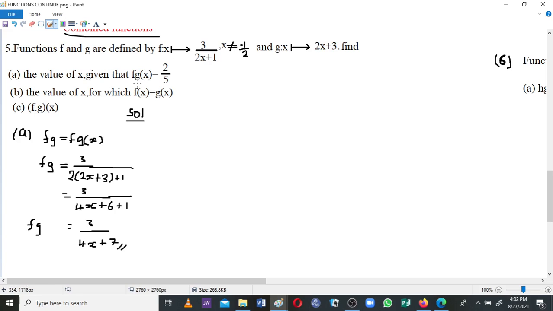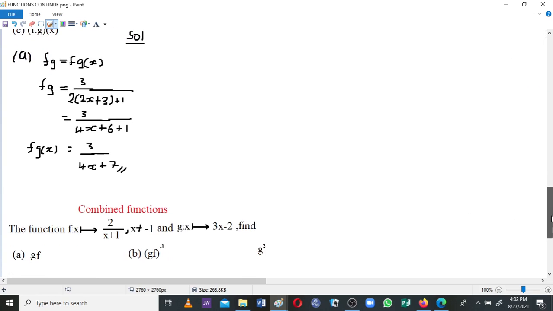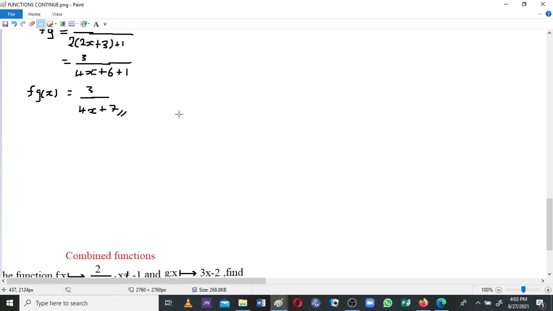Now the question is, so we have found fgx, that is the combination of f and g. Now we need to equate this to 2 over 5, because we are assuming that this is equal to that. Let's create some more space so that we can have enough space to solve. So now what we have, which is fg, that's fgx.